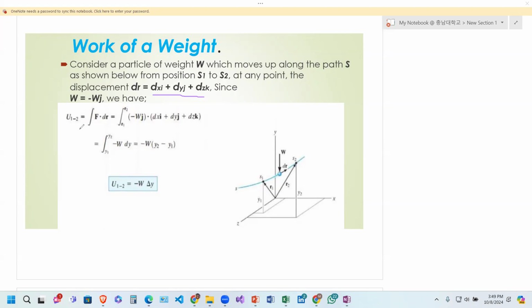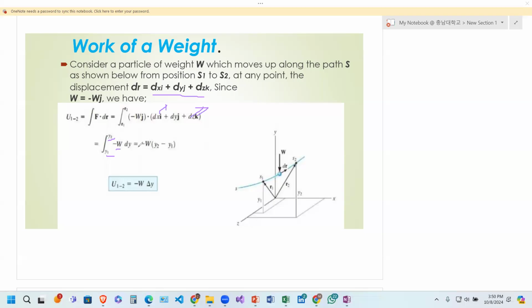So we look at this as being integrated in all directions, x, y, and z, but realize that x is 0 and z is 0. So we just remain with y, because it is in the y direction. So the work done, which is U, would be given by the integral from y1 to y2 of the weight W dy, moving in the distance of y.